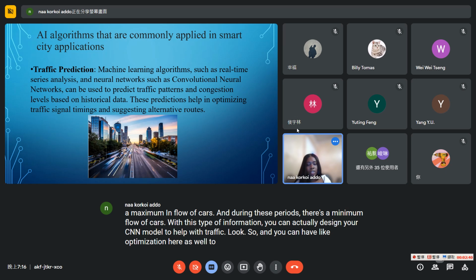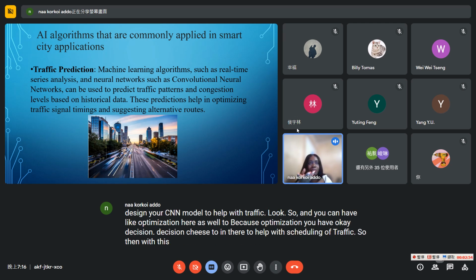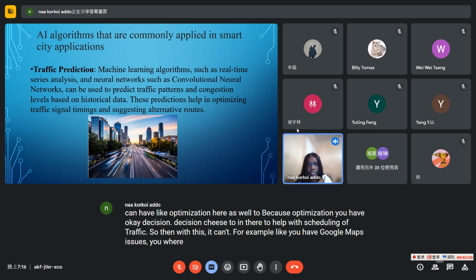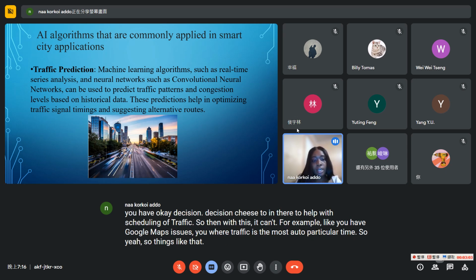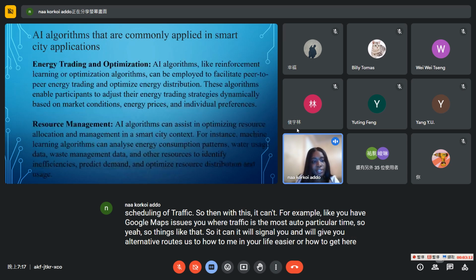You can have optimization, you can have decision trees in there to help with scheduling of traffic. So with this, for example, you have Google Maps, it shows you where traffic is the most at a particular time. So things like that. It will signal you and give you alternative routes as to how to make your life easier or how to get to your destination faster.